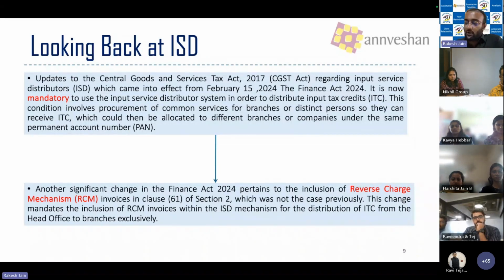Before, whenever there were services received from a supplier on which RCM is applicable, ISD were not allowed to make the payment under reverse charge. But as part of this amended definition, they have included any payment which are part of 9(3) and 9(4), which will also be part of the ISD mechanism. That is common services which are coming under reverse charge mechanism. Say, for example, legal service. ISD can make the payment and can distribute the credit to the various branches.